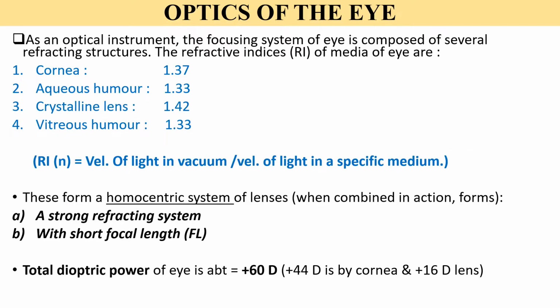Now come to the topic, optics of the eye. As an optical instrument, the focusing system of the eye is composed of several refracting structures. The various refractive indices of the different media of eye are: cornea has refractive index of 1.37, aqueous humor and vitreous humor have 1.33, and the crystalline lens has got the refractive index of 1.42. Together, all these media form a homocentric system of lenses that has a strong refracting system with a short focal length. So consider your eyes as the superior form of a digital camera that has a total power of plus 60 diopter, where plus 44 diopter of the power is due to the cornea itself and the remaining plus 16 diopter of the power comes from the lens.